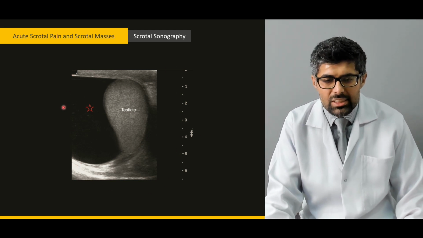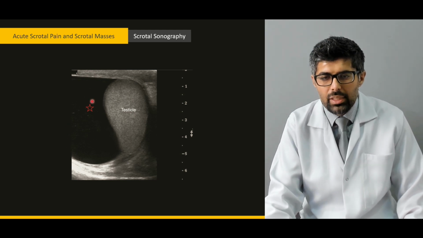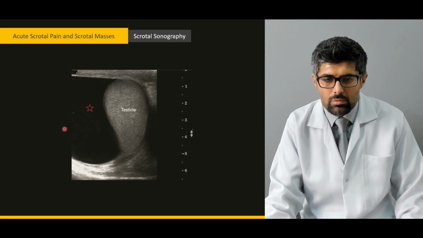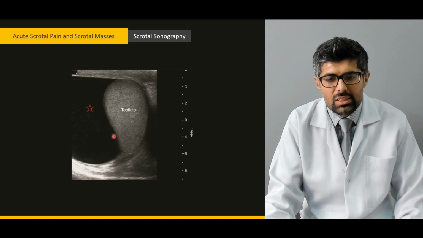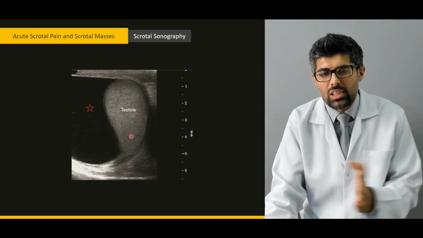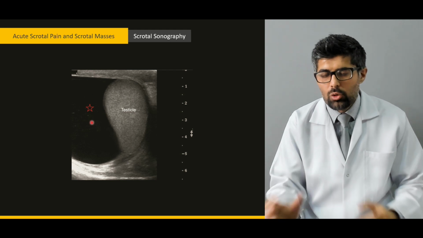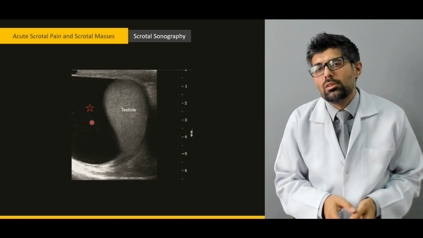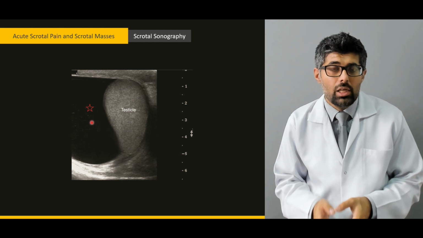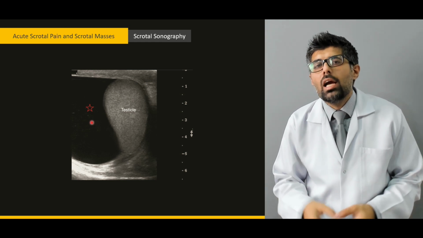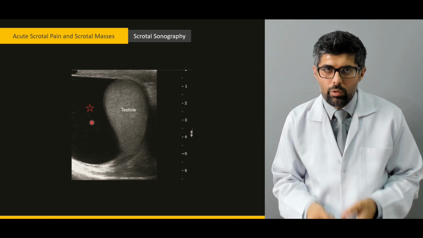Now, this is an ultrasound image of the scrotum. We can easily appreciate that there is presence of fluid inside the scrotum, and the testes have moved to the side of it because of the presence of the fluid. Now, the presence of fluid inside the scrotum is usually labeled as a hydrocele. It is a benign condition and can easily be dealt with via the aspiration of the fluid.